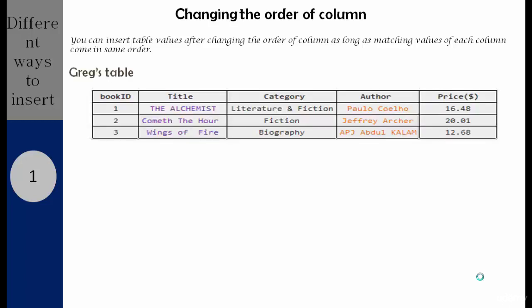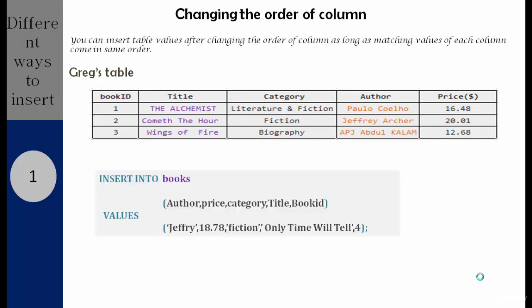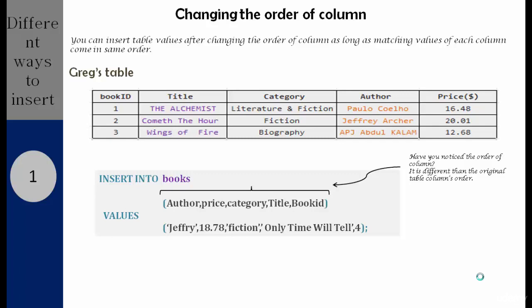Let's see Greg's table. If you see the order of columns, it's book ID, title, category, author and price. Now let's see our statement. Have you noticed the order of columns we are inserting? It is different from the original table's column order. Perfect. You can do that. But here is the trick. The order of values should be in the same order as the column names.